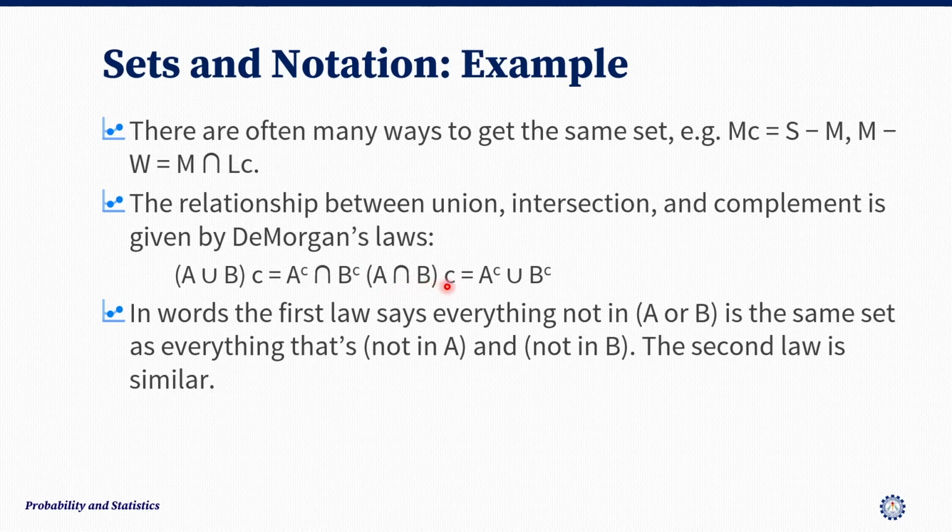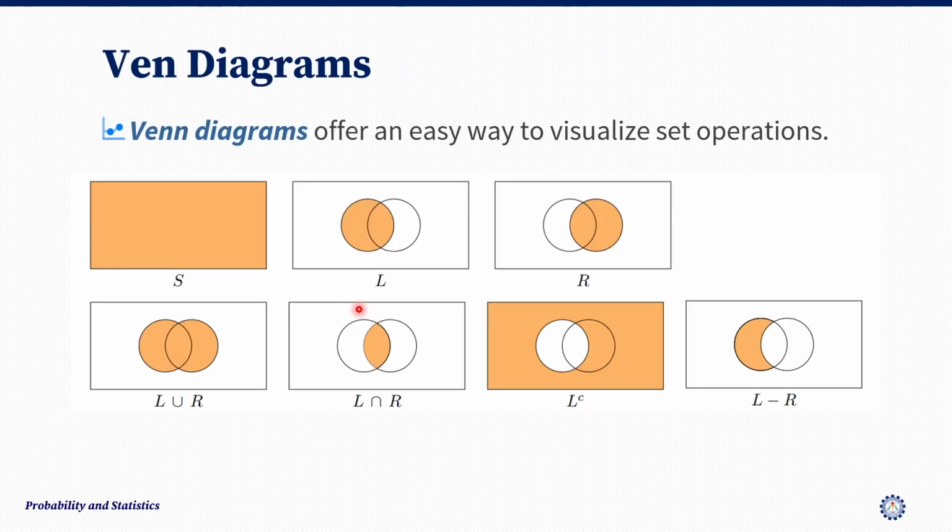We also have A intersecting B complement is equal to A complement union B complement. So that's De Morgan's law. Later on, we will represent that in a Venn diagram. In words, the first law says everything not in A or B is the same set as everything that's not in A and not in B. The second law is also similar.